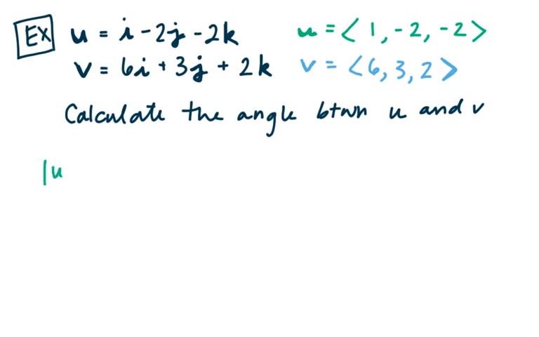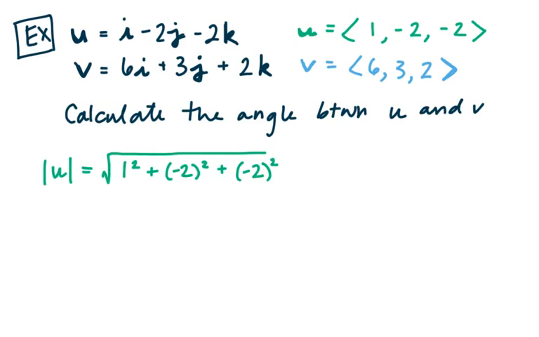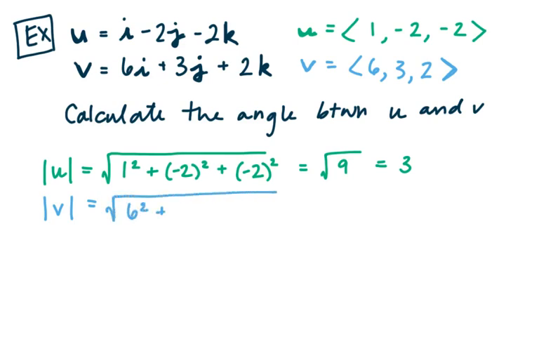The magnitude of u is the square root of the sum of the squares of the components, so 1 squared plus -2 squared plus -2 squared, which is 1 plus 4 plus 4, the square root of 9, which is 3. The magnitude of v is the square root of 6 squared plus 3 squared plus 2 squared, which is 36 plus 9 plus 4, 36 plus 13. We have the square root of 49 or 7.